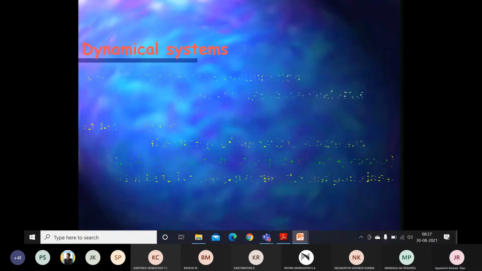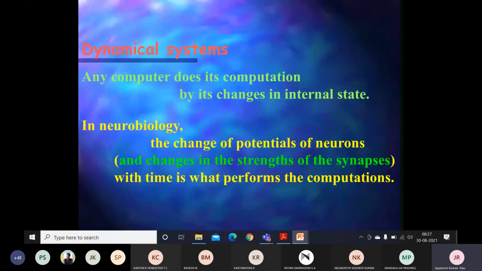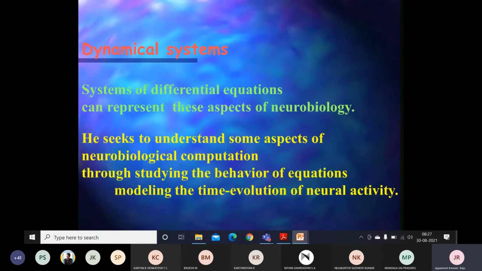Next one is dynamical systems. Any computer does its computations by changes in its internal state. Whenever I supply an input, or whenever there is a change from the current state to the next state, or the future state, that may be considered as a computation, the movement from one point to the other. In the case of neurobiology, the change of potentials of neurons with time is what performs the computation. The change of potentials of neurons, that is, the strengths or the excitement of neurons, may be considered as a computation. So systems of differential equations can represent these aspects of neurobiology.